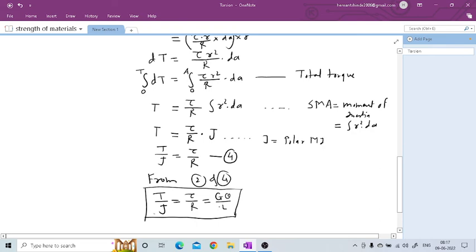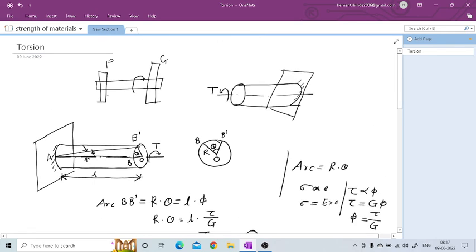Now after completing this formula, I will go for the assumptions. There are 5 assumptions that we have used here. The first assumption, from this formula, we have used G. G means modulus of rigidity, which is a material property. Means in this shaft we are considering the material property is the same at each point. Means this material is homogeneous and isotropic.